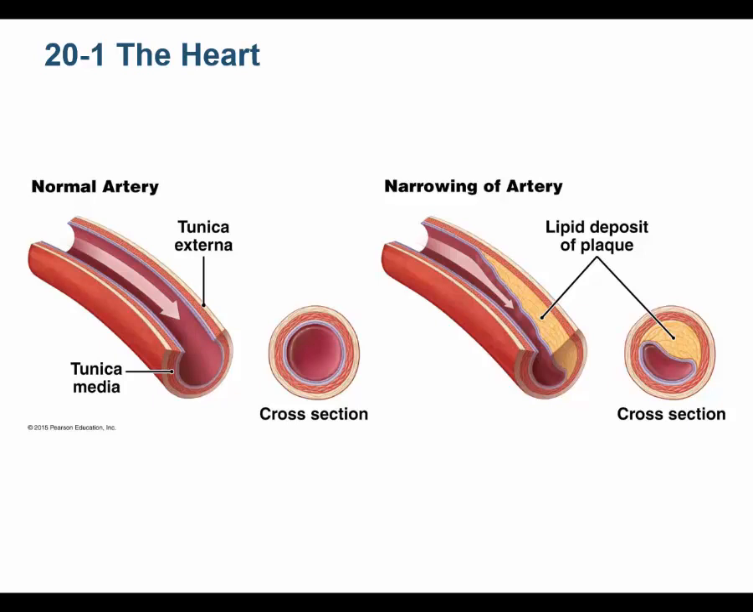This is showing you a normal artery, and it has a tunica intima, tunica media, and tunica adventitia. You'll learn that in lab. And you can see a cross-section of it right here, with the tunica intima, tunica media, and tunica adventitia. And then this is showing you occlusion.